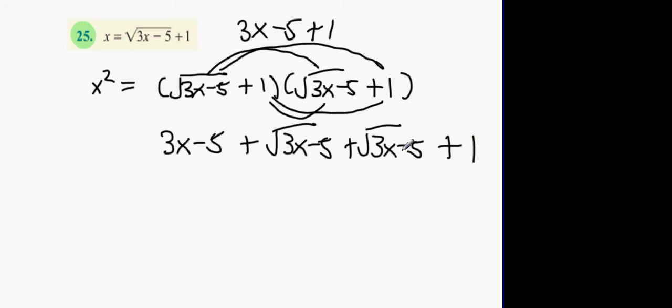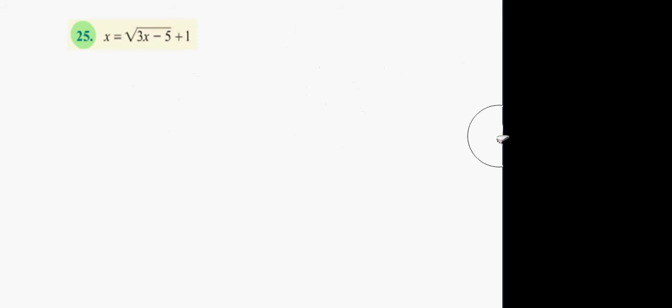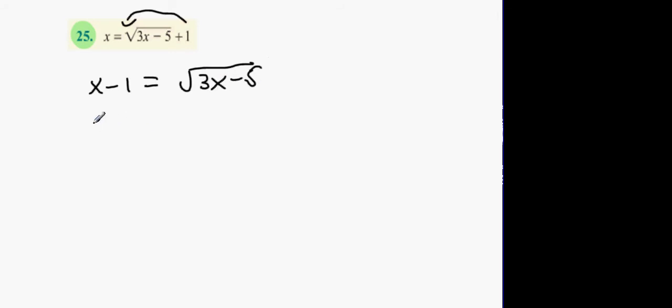Now what you've noticed is you haven't got rid of the square root sign at all, have you? So that method will not work for you, okay? Instead, what you must do in questions like this is switch the 1 over the other side. So now you're going to have x minus 1 equals the square root of 3x minus 5. Now square both sides, and what you should get is x minus 1 squared equals 3x minus 5.